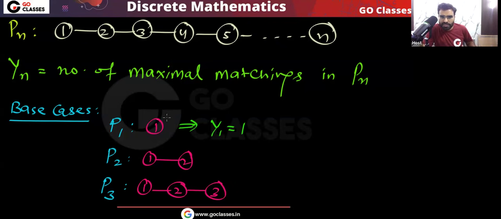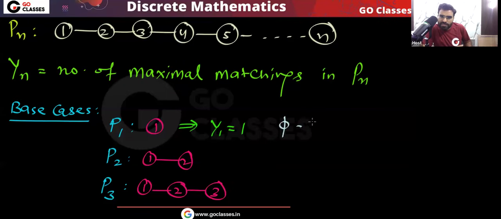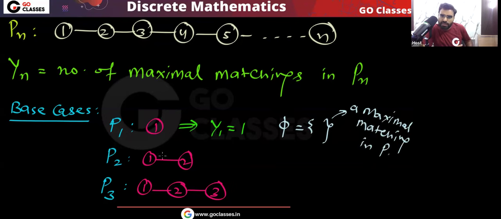There is only one vertex, a path graph on one vertex. So how many maximal matchings can I create? This empty set will be a maximal matching. Yes or no? This is a maximal matching in P1, this empty set.